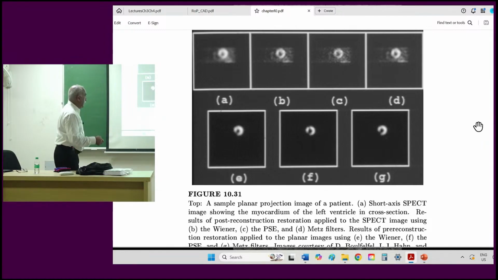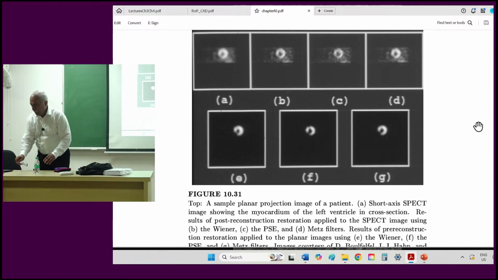But if you apply the Wiener filter to each projection image, which is that 2D image you saw, and then do reconstruction, we get this. Certainly this is cleaner than that and sharper. So this is a real life patient's image using the Wiener filter. And we have done the Kalman filter.